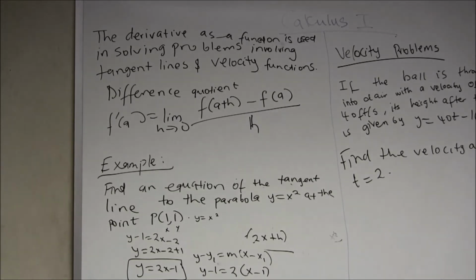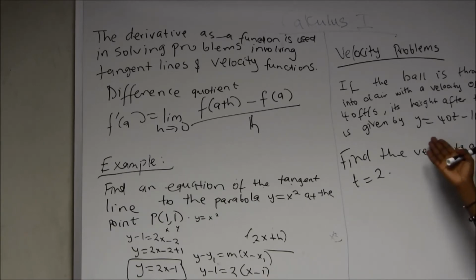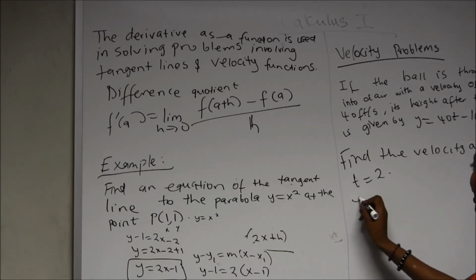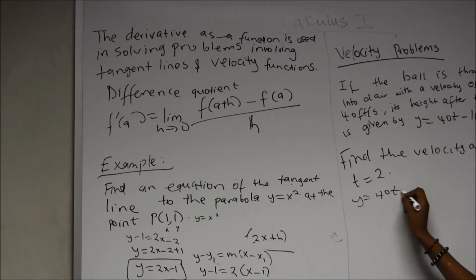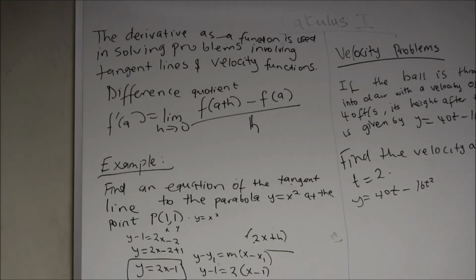So moving on, I have velocity problems. The derivative is also used to find velocity problems, especially the first derivative. So if you're given a position function or a distance formula function and you're asked to find the velocity, the first thing that should come to mind is I have to find the first derivative, right? And in this situation, we are asked to find the velocity after t equal to 2. And we have our height function, which is y equal to 40t minus 16t squared, right?